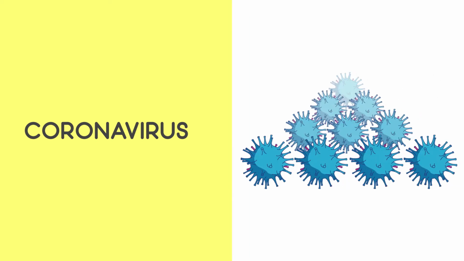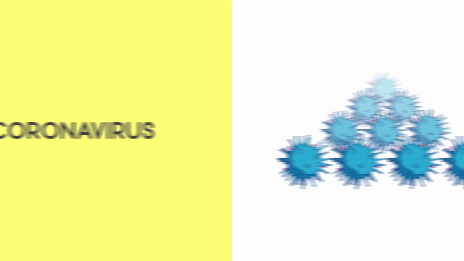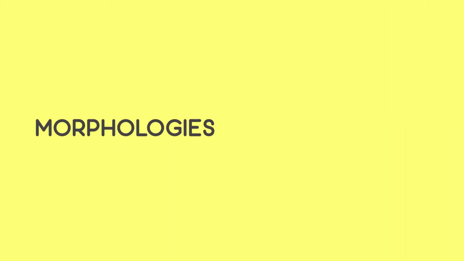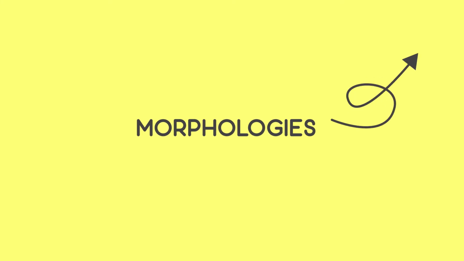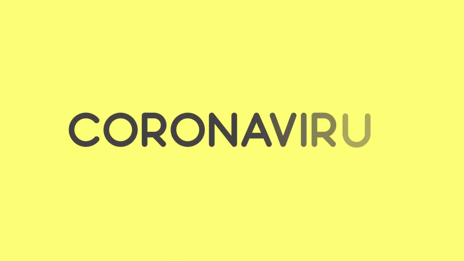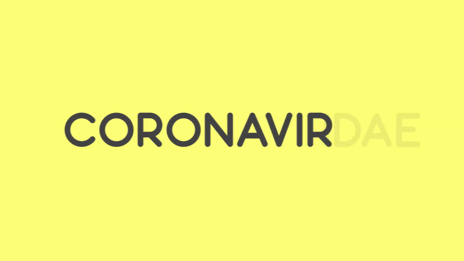So, coronavirus, it's the general name for a large family of viruses that have similar properties, characteristics, or morphologies. We actually covered this in episode 2, so to give that a watch, just click the banner in the top right corner. So the proper name of the coronavirus family is Coronaviridae.